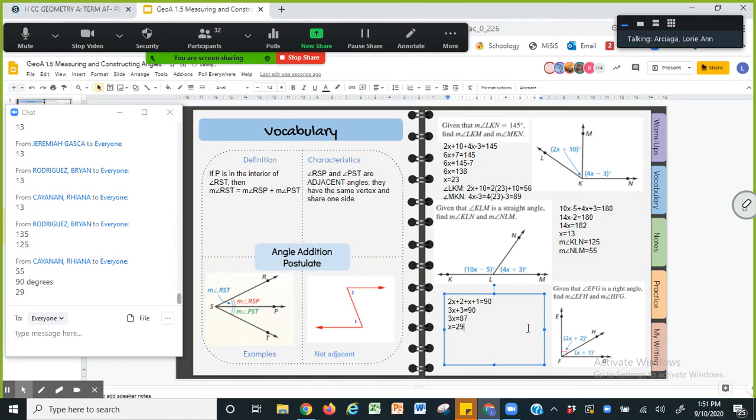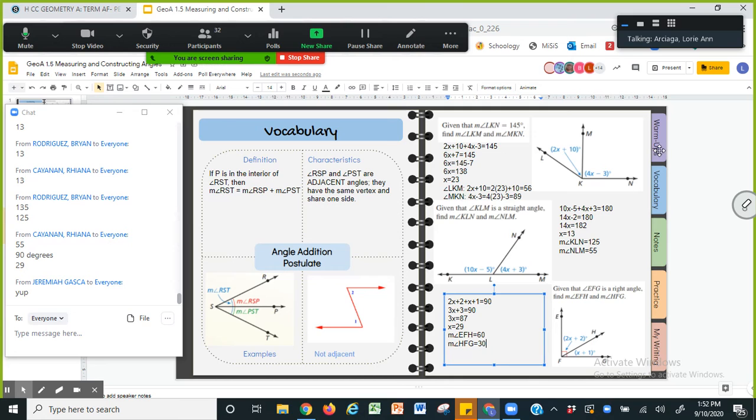Okay. All right. So find the measure of EFH. Substitute that in your head. So 2 times 29 is 58 plus 2, 60. Okay, and then of course the other one will be HFG, 30. All right.